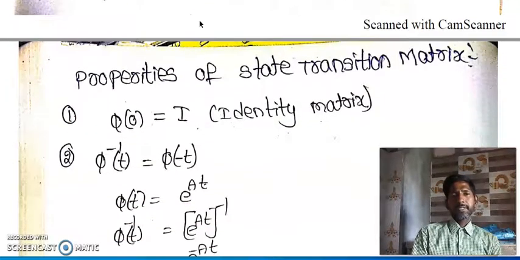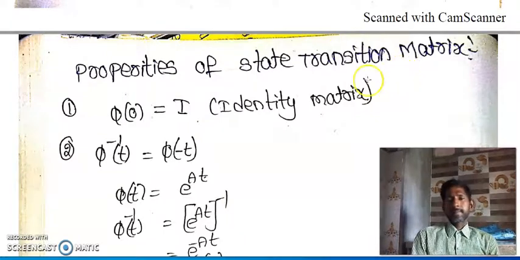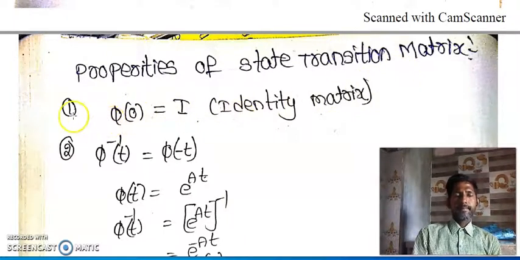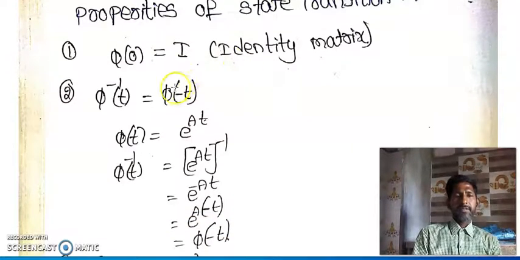The next topic is properties of the state transition matrix. We represent the state transition matrix as pi of t. The first property is pi of 0 equal to I, the identity matrix. These properties are very important. The second property is pi inverse of t equal to pi of minus t.